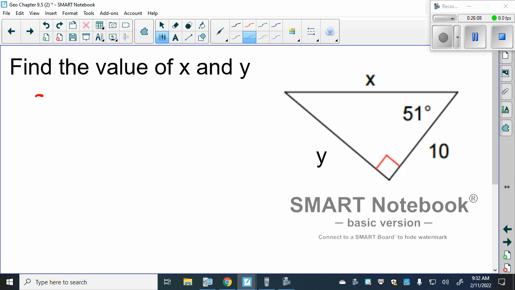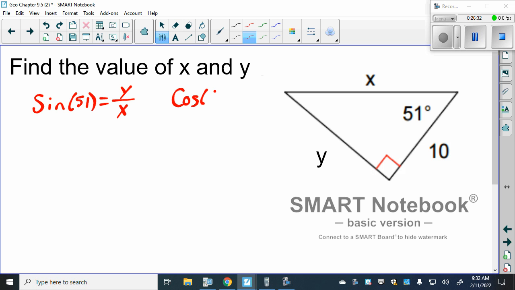So let's do sine of 51 and see what we get. Sine of 51 is what over what? Opposite over the hypotenuse. So the opposite side would be y, and the hypotenuse is x. So we're stuck, yes? Because we have two variables. Okay, well let's do the other one.